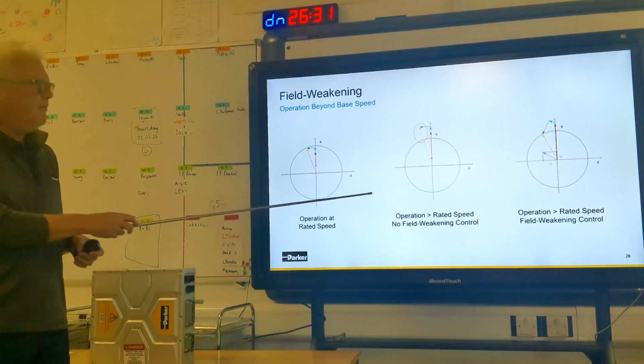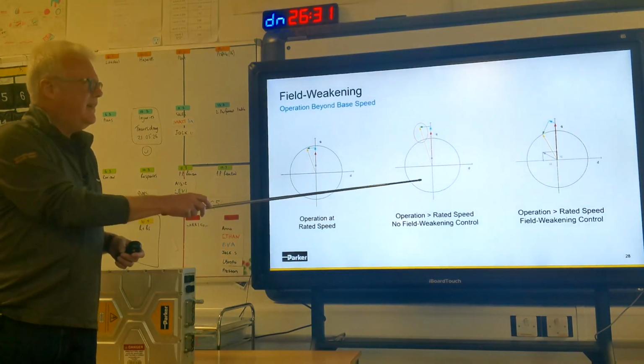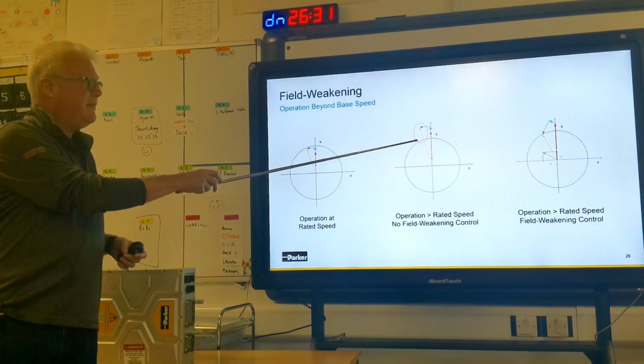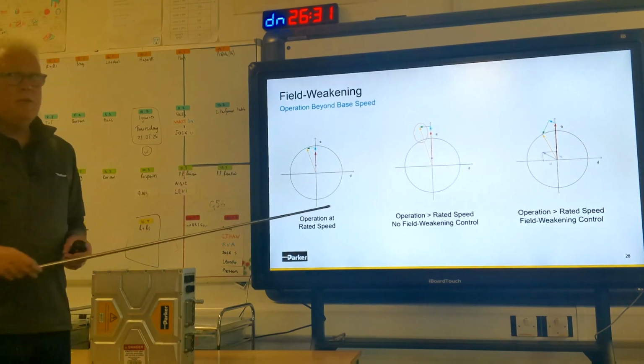The one in the middle would be, well, if I started operating beyond base speed, then I can't achieve it because I can't make the volts, because the yellow arrow for the volts is outside the black circle, and oh dear, my back EMF just got bigger than my possible rated voltage. That's not necessarily a good thing. But there is a trick.